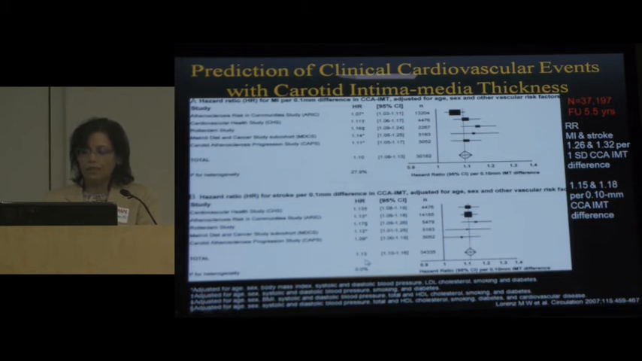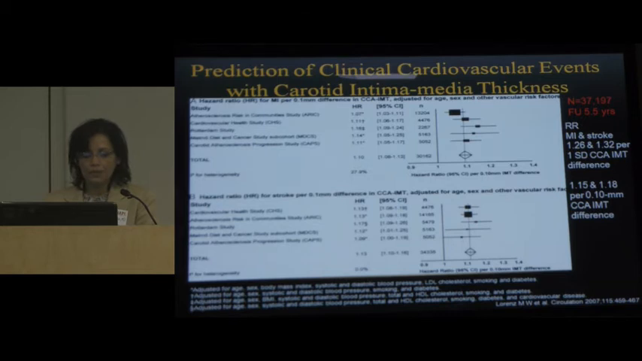And when you look at a standard deviation and not the 0.1 millimeter increment, there is a 26 and 32% increased risk of myocardial infarction and stroke with IMT. So IMT has value, but these studies are combined studies, which probably some of them included plaque in their measurements.